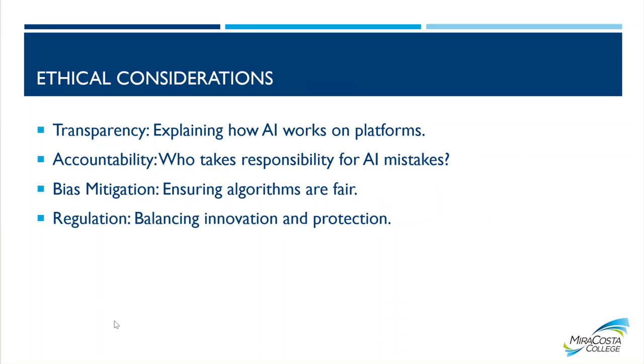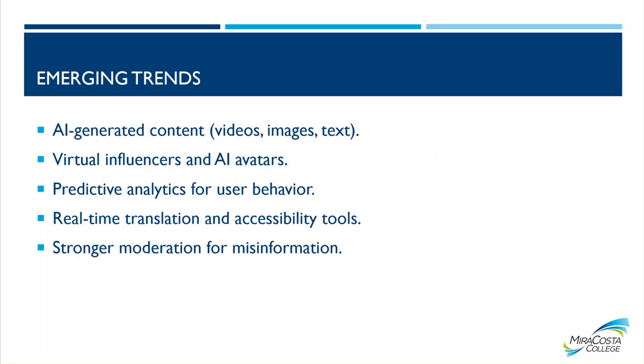So ethical considerations are transparency, explain how AI works on the platforms, accountability, who takes responsibility for AI mistakes. I've seen a lot of graphic and image errors with AI. AI has not nailed that yet. Or what if there's a typo and they say something wrong and it's just an AI not meaning to say something wrong? Who is responsible for that? Who is checking and QCing, quality controlling these posts or captions, excuse me. Bias mitigation, ensuring algorithms are fair, regulation, balancing innovation and protection.